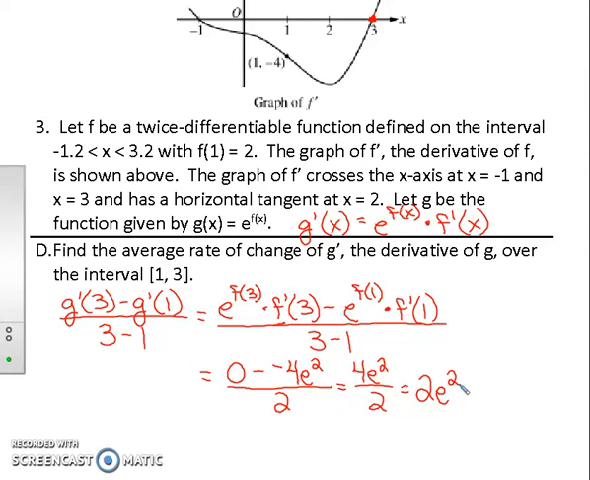So this part of the problem was worth 2 points. You got 1 point for knowing that you needed to do average rate of change. So even just writing this would get you a point. And then you got a point for your final answer. Okay, so that's your 9 points total, and that's problem number 3.